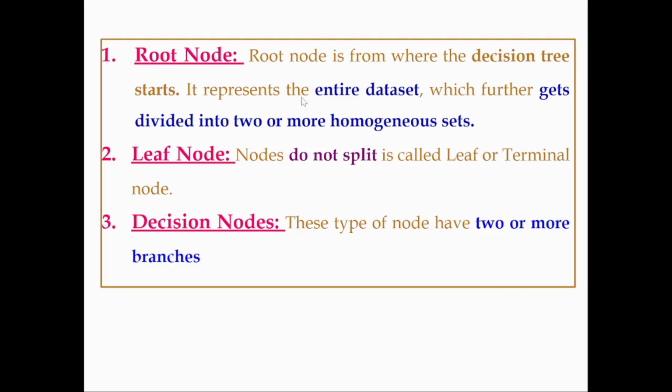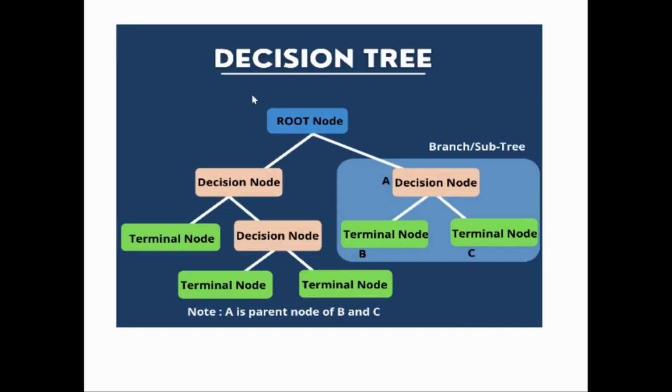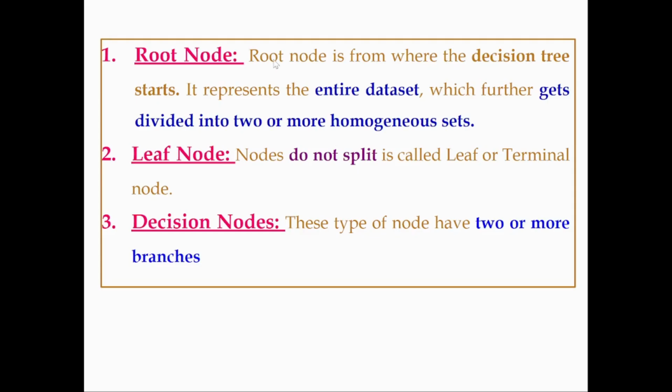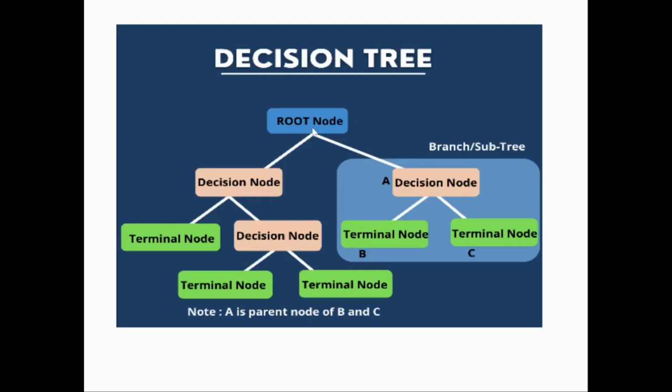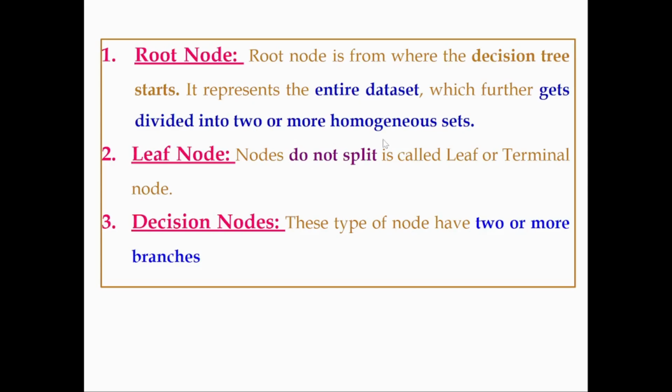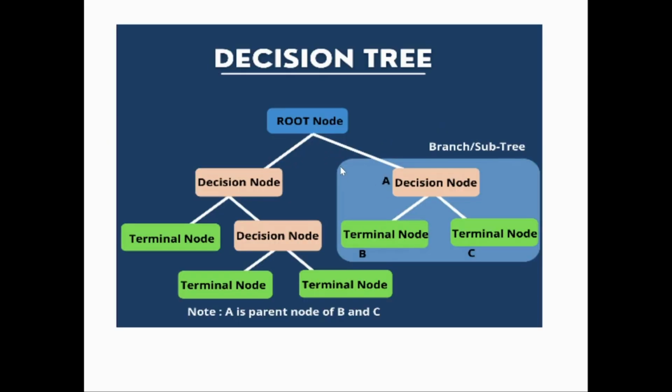And next, the root node. The root node is where the decision tree starts. It represents the entire data set, which further gets divided into two or more homogeneous sets. Here we can see the root node starts initially and it divides into two or more homogeneous sets. Here it is divided into two.